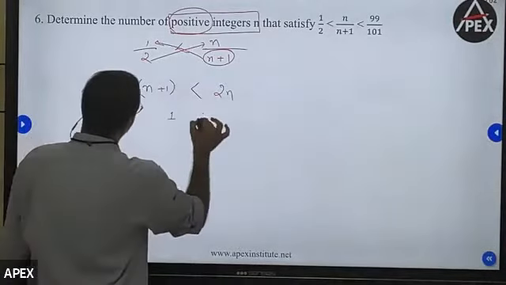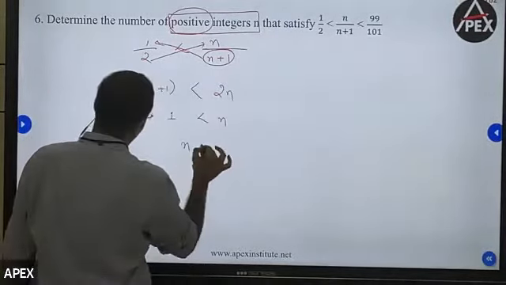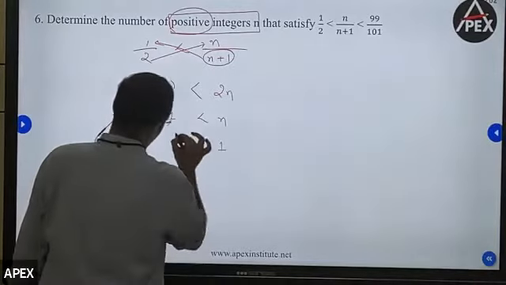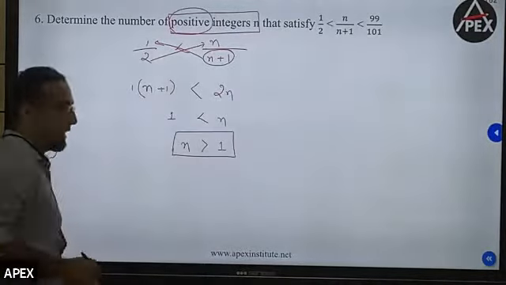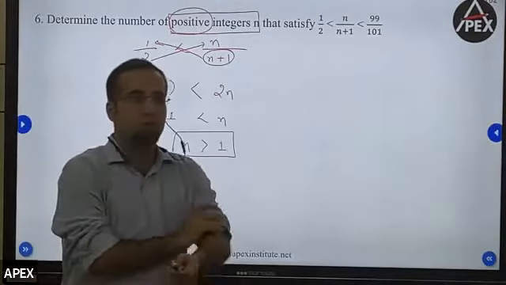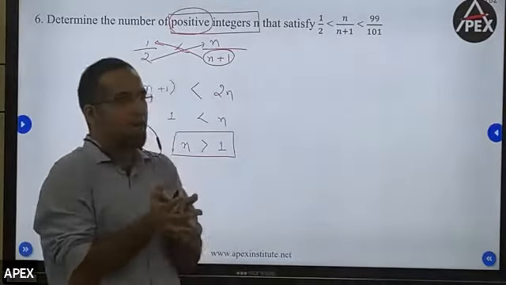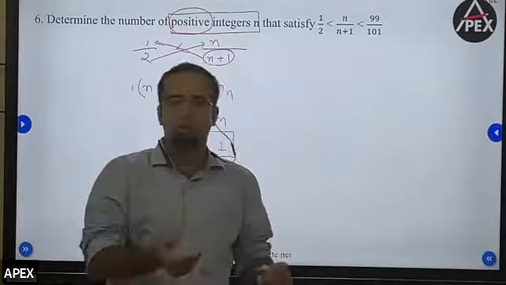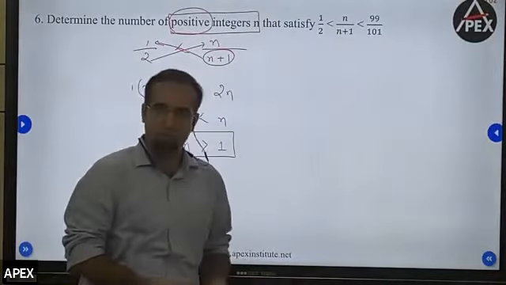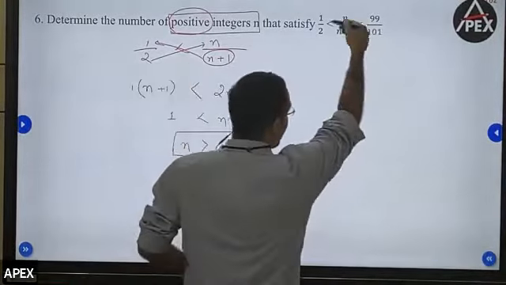I get 1 is less than n, or the value of n is greater than 1. This is what I get in my calculation. Clear? So the minute you understand that n is a positive integer, this question becomes a normal question like the previous one. Okay. So now again I can look at these two values.